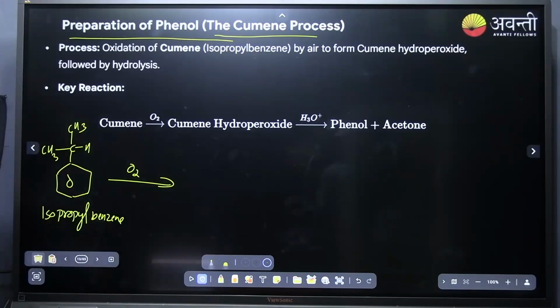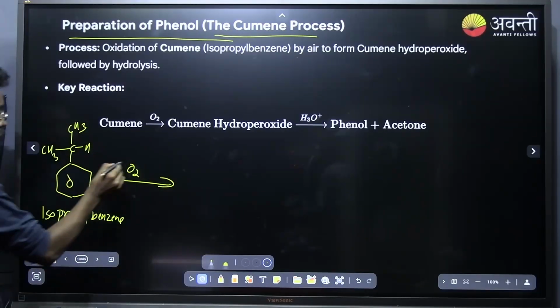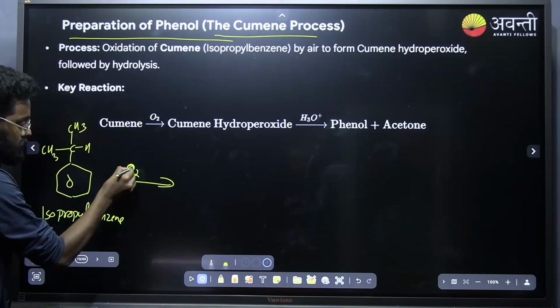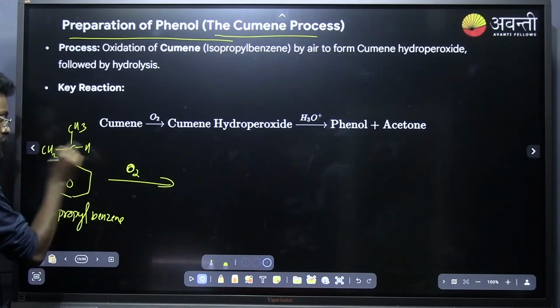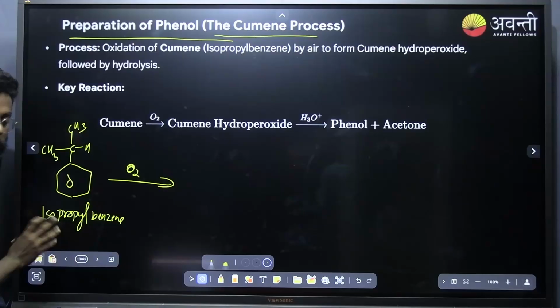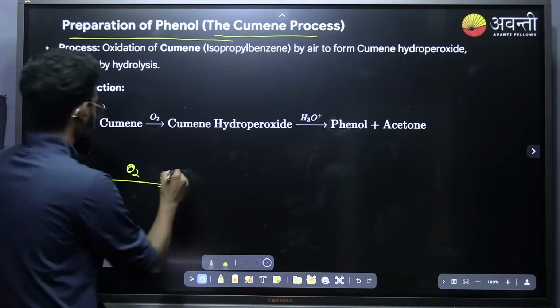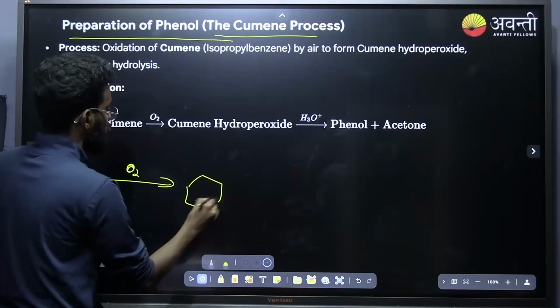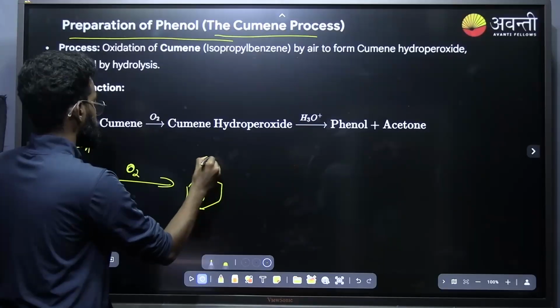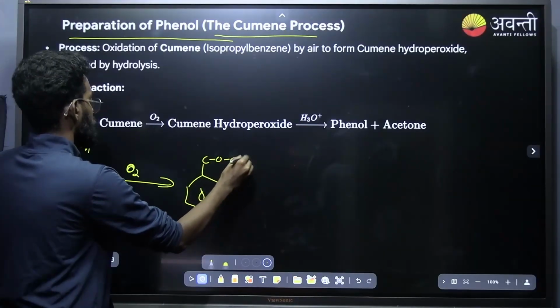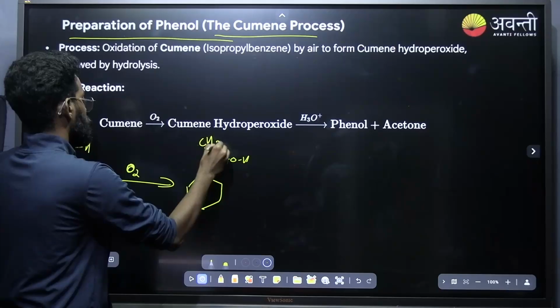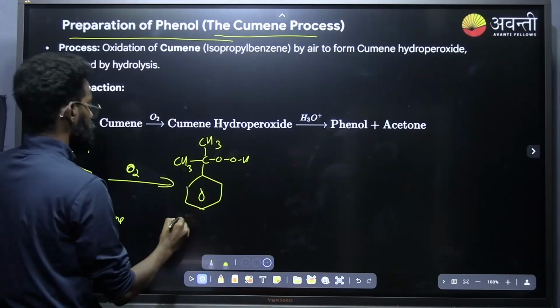This one on treating with O2, what you have to do is just insert two oxygens between the carbon and hydrogen. Insert the two oxygens between this carbon and hydrogen. What will I get? I will get cumene hydroperoxide. This is cumene hydroperoxide.